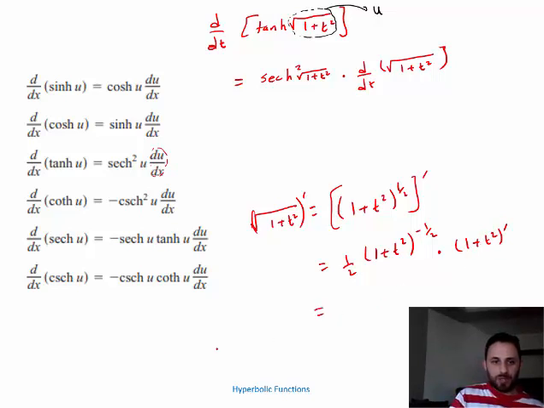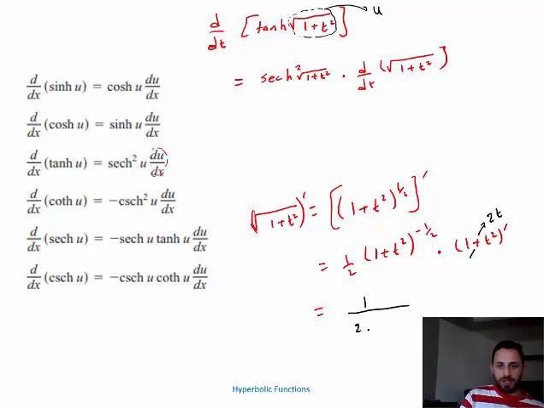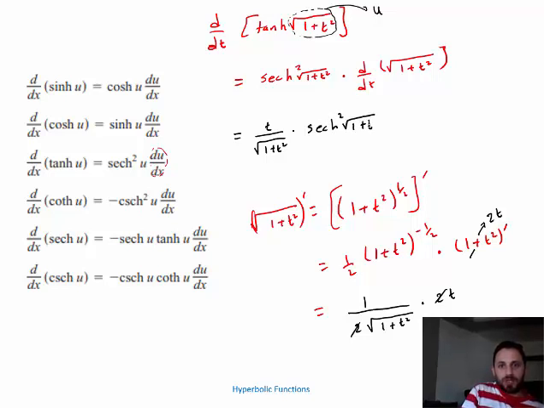So this is equal to 2t. The derivative of 1 is 0 and of t squared is 2t. We can bring the power down, and it becomes the power half, which is radical 1 plus t squared multiplied by 2t. So the derivative of radical 1 plus t squared is t over radical 1 plus t squared, sech squared of 1 plus t squared.